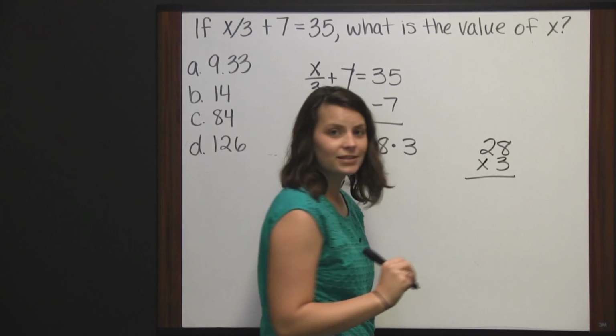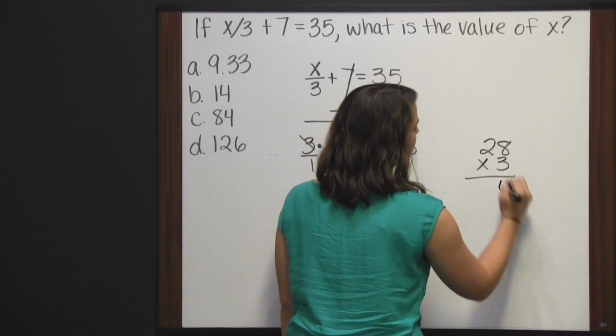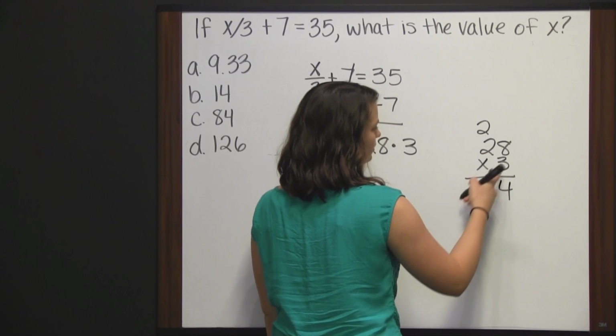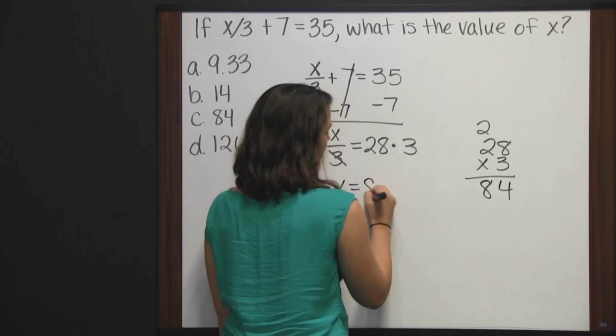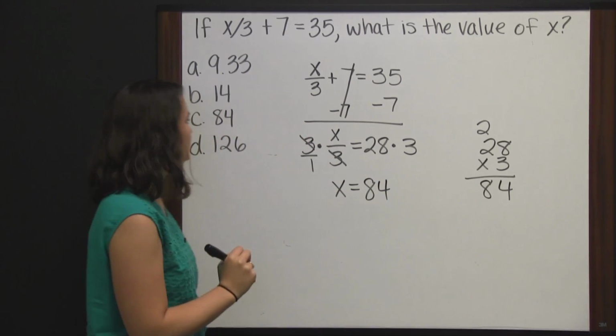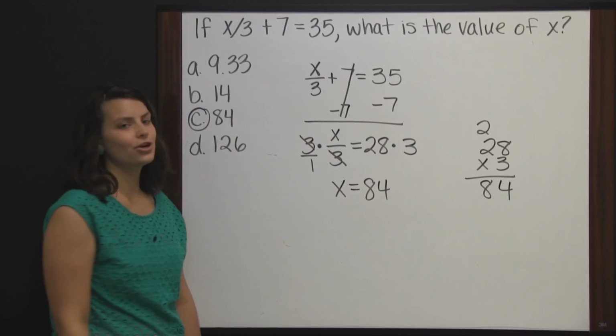3 times 8 is 24, so write the 4 and carry the 2. And 3 times 2 is 6, plus 2 is 8. So that means that x is 84, which is answer C.